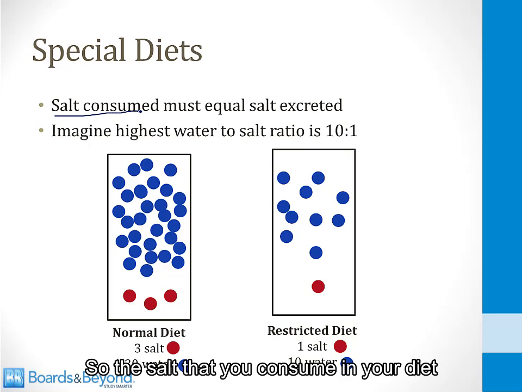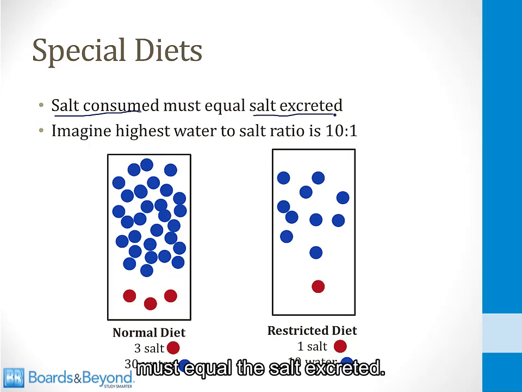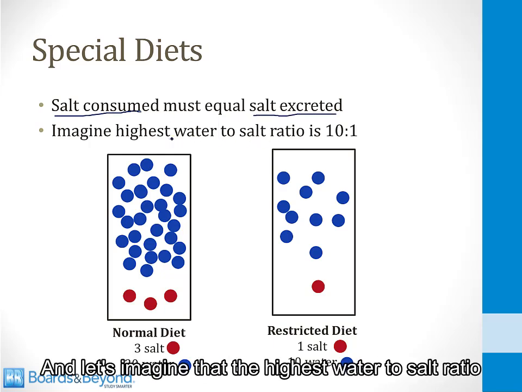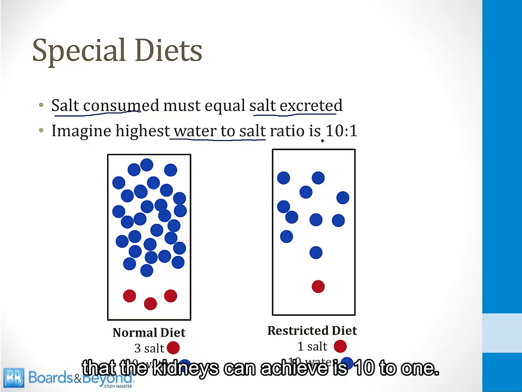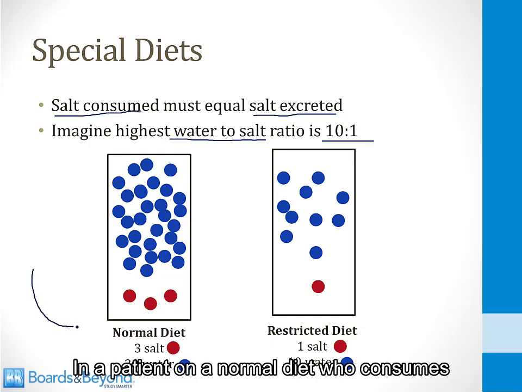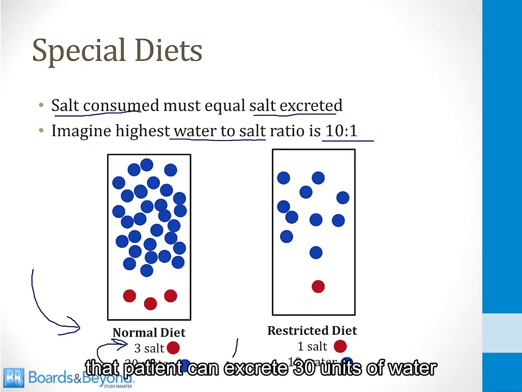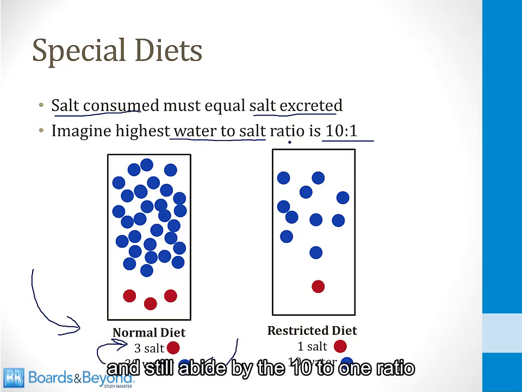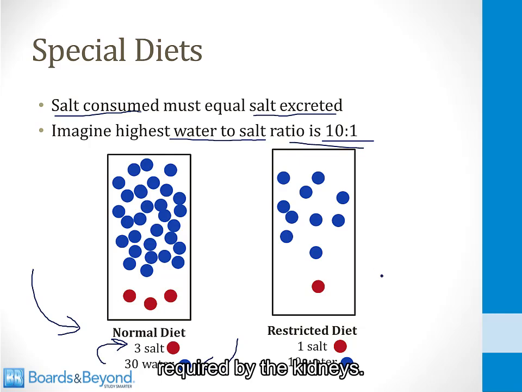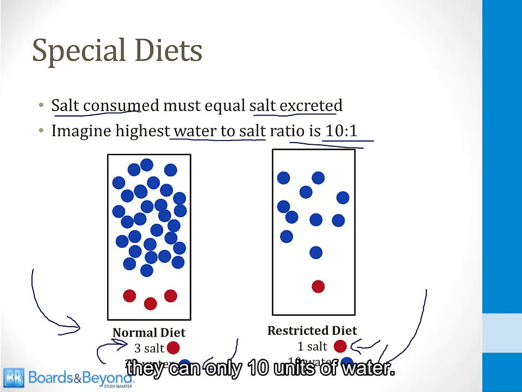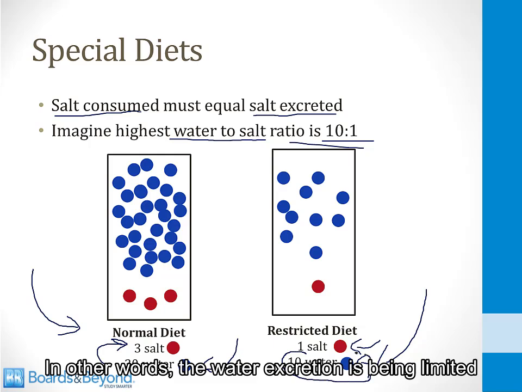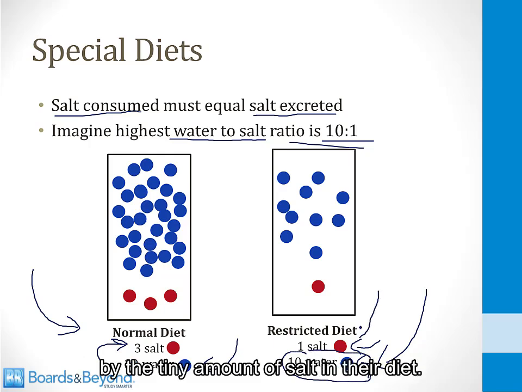So the salt that you consume in your diet must equal the salt excreted. And let's imagine that the highest water to salt ratio that the kidneys can achieve is 10 to 1. In a patient on a normal diet who consumes 3 units of salt, that patient can excrete 30 units of water and still abide by the 10 to 1 ratio required by the kidneys. In a patient on a restricted diet who only consumes 1 unit of salt, they can only excrete 10 units of water. In other words, the water excretion is being limited by the tiny amount of salt in their diet.